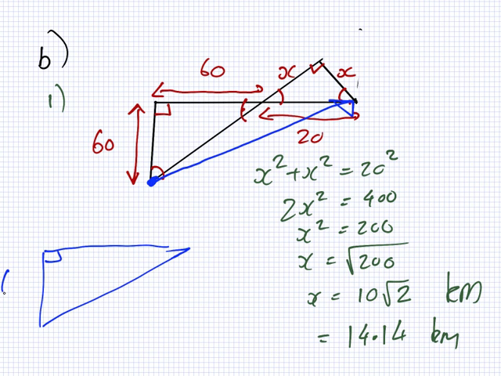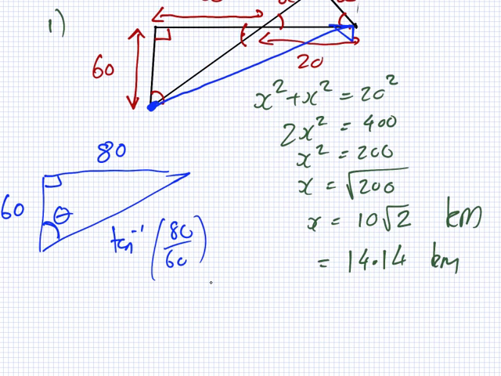Yeah, very good. This is 60, this is 80, and we want this angle, which is theta. So we can say tan inverse 80 over 60. Yeah? What is it? 53. Is that the answer? No, it's not, because the question said how much to increase. So it's 53.13 minus 45, 8.13.